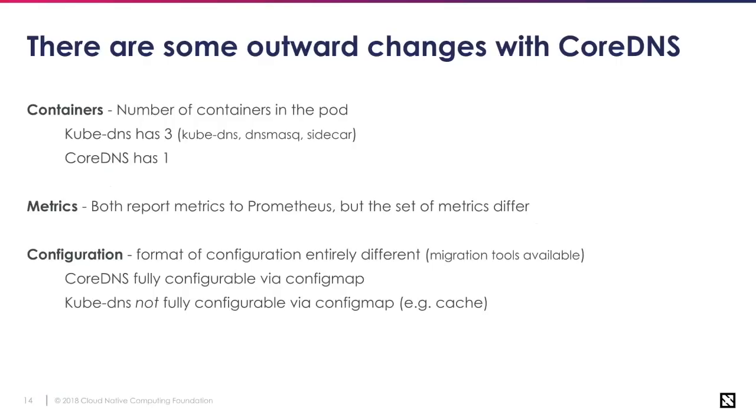There are some outward changes with CoreDNS as compared to KubeDNS. A somewhat minor one, at least from a usability perspective, is that KubeDNS has three containers, CoreDNS has one. From a metrics perspective, they both report metrics to Prometheus, but the set of metrics differ. Part of the reason is because of the one container versus three. From a configuration perspective, that's the biggest change you'll see. There are migration tools available for converting the KubeDNS config map to CoreDNS. CoreDNS is fully configurable via the config map, and KubeDNS is not. That's another difference. Next slide.